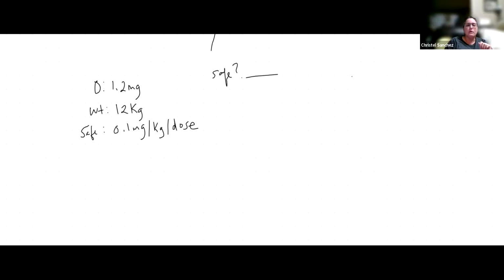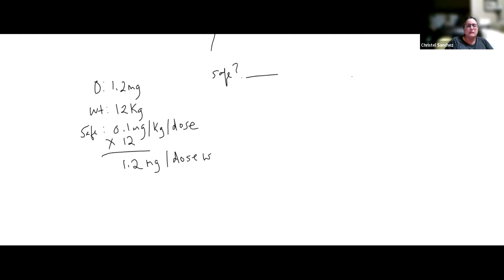Yes. Okay. Now, what we have to do next is that we have our weight in kilograms. Now I have to multiply the patient's weight times this amount that they say is safe. Okay. So if I multiply 0.1 times 12, I'm going to get 1.2. So it tells us that for every kilogram of our patient, 0.1 milligram is going to be safe. Okay. So when I do this, it's telling me I have 1.2 milligrams per dose is what's safe for this patient.